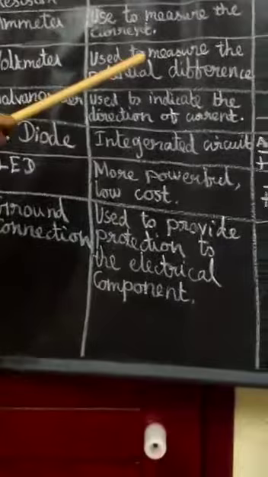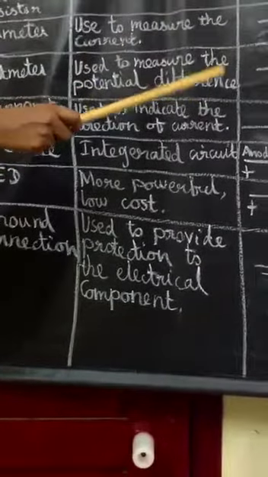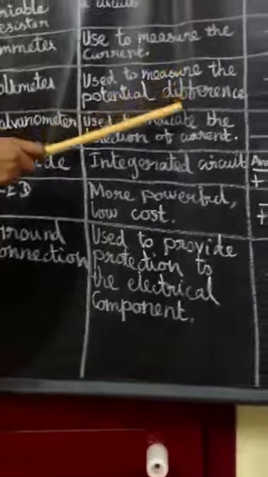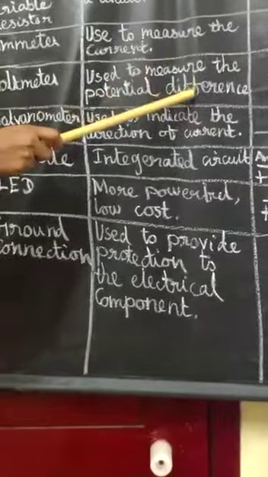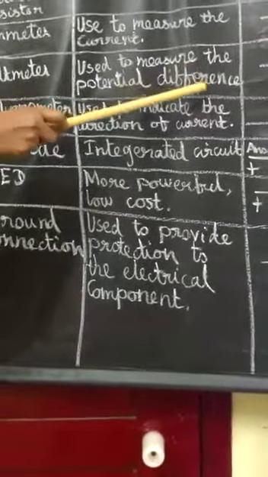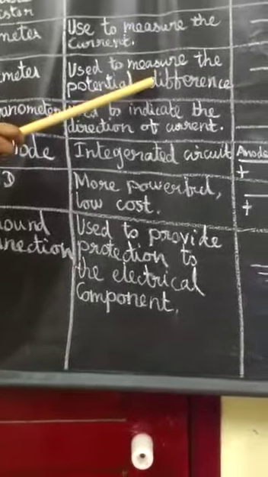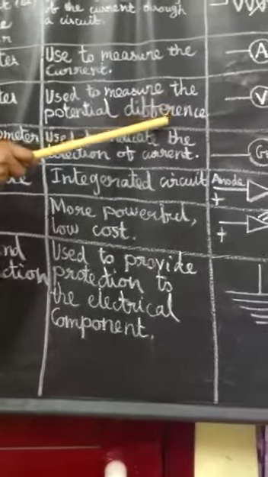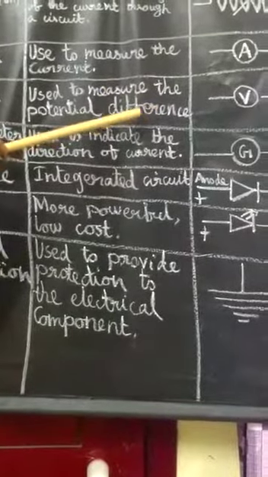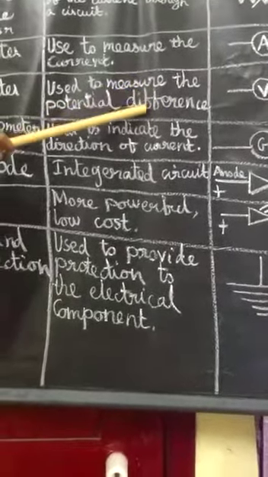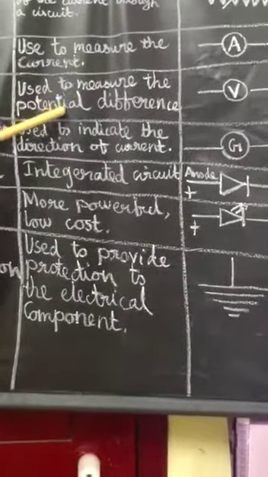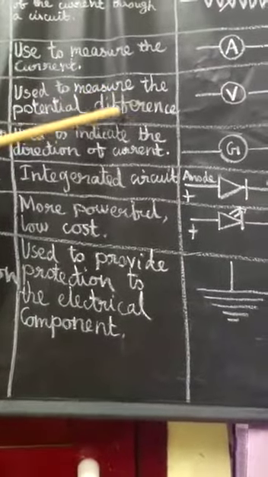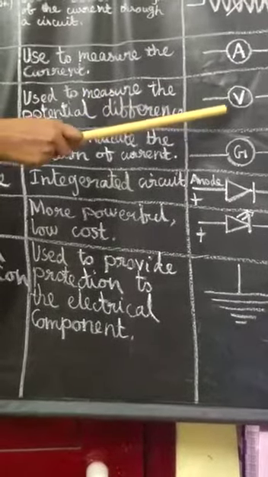Okay, next one, voltmeter. The voltmeter is used to measure the potential difference of the circuit. In an electrical circuit, it tells how much potential voltage is required to work a particular apparatus or equipment. Suppose you have to make a television, how much voltage is required for the television or refrigerator to work? You measure it with a voltmeter. This is the symbol of the voltmeter.